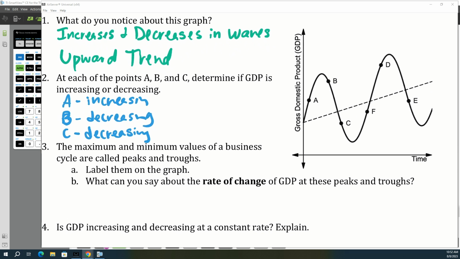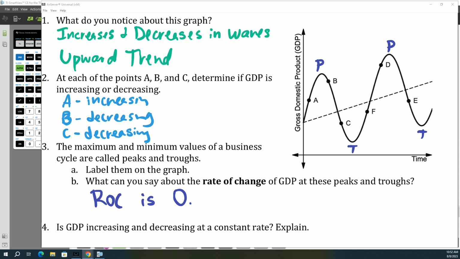So the maximum and minimum values are the peaks and troughs. So I'm just going to label those with a P or a T. And then what is the rate of change at these peaks and troughs? We talked about this yesterday. 0. Good. So don't forget that anytime I put ROC, I'm talking about rate of change, and I'm just being lazy because I don't want to write it out.